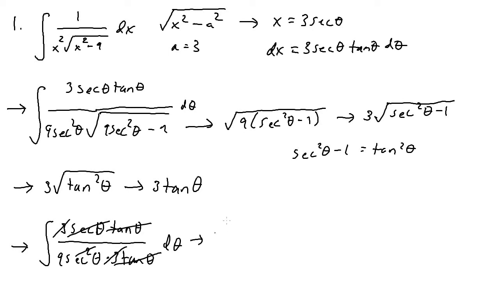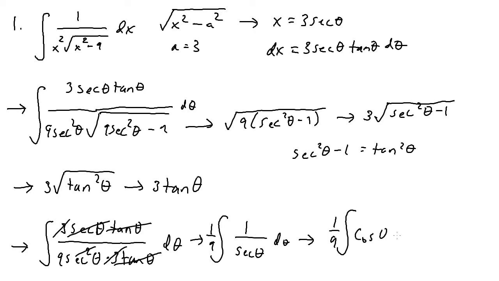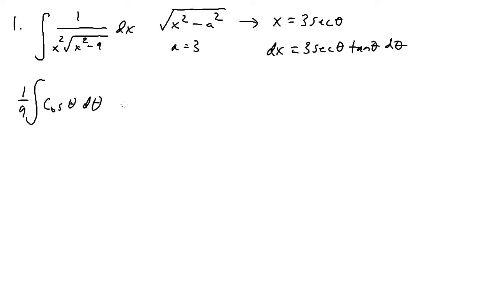So we're left with the integral of, well, 1 over 9 is a constant, so we can bring that outside, and then we get 1 over secant of theta, d theta. Now 1 over secant is the reciprocal, so cosine, so we get 1 over 9 times the integral of cosine of theta, d theta. And so now to evaluate, the integral of cosine is just sine, so the answer will be 1 over 9 sine of theta plus c.